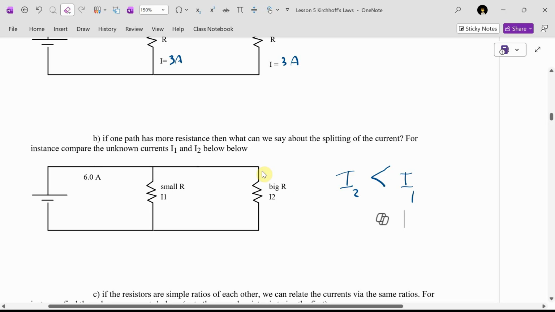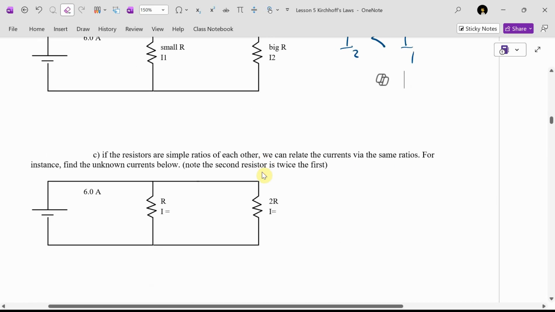B, that's a handy error check when you're looking at your numbers, but you can survive without it. The one you can really survive without is C. It's convenient, but I've never had to solve a circuit just with that. It says if you happen to notice that the resistors are simple ratios of each other, the currents will be ratios of each other.